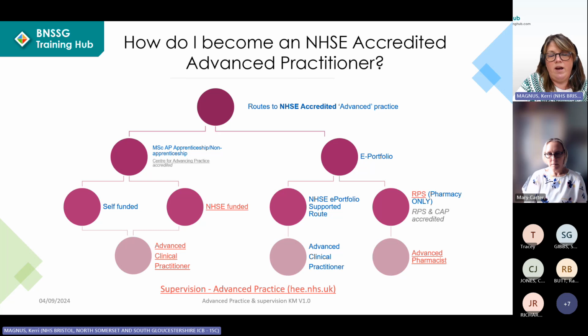This is just to raise awareness of how you become one of their accredited advanced practitioners. And as we talked about, you can go through the apprenticeship route, the non-apprenticeship route, which will then be funded, and you will become an ACP. You can also go through the supported e-portfolio route, and from a pharmacy perspective, you can go through their RPS pharmacy accreditation as well.